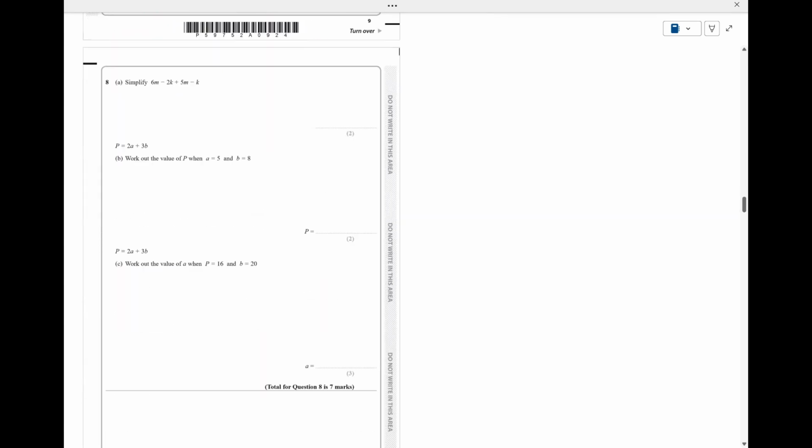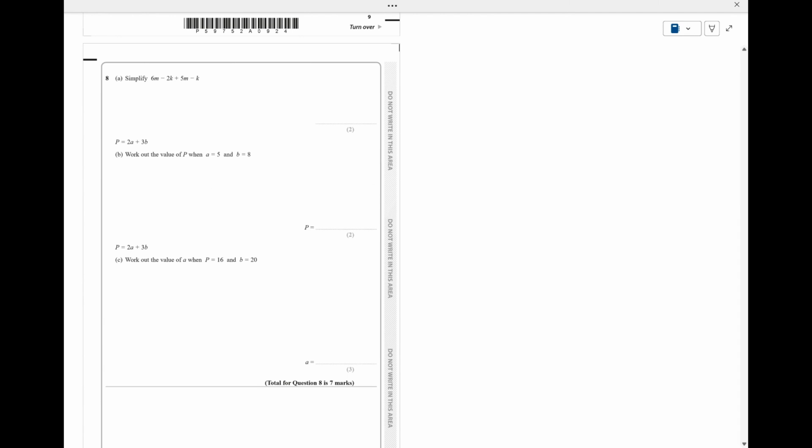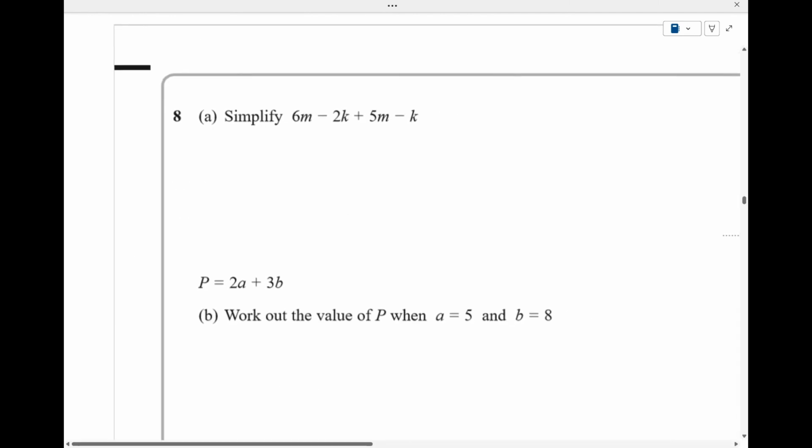Right, question 8. Simplify. Right, 6m, and then I've got plus 5m, so that's 11m. Now, how many k have I got here? That is minus 2k minus another k. 11m minus 3k.